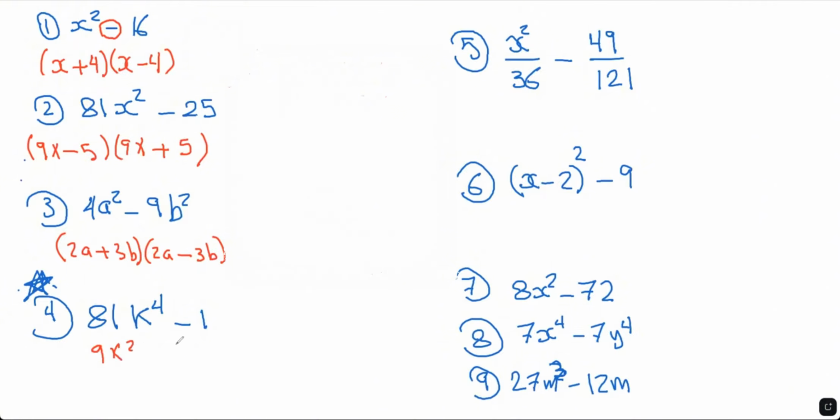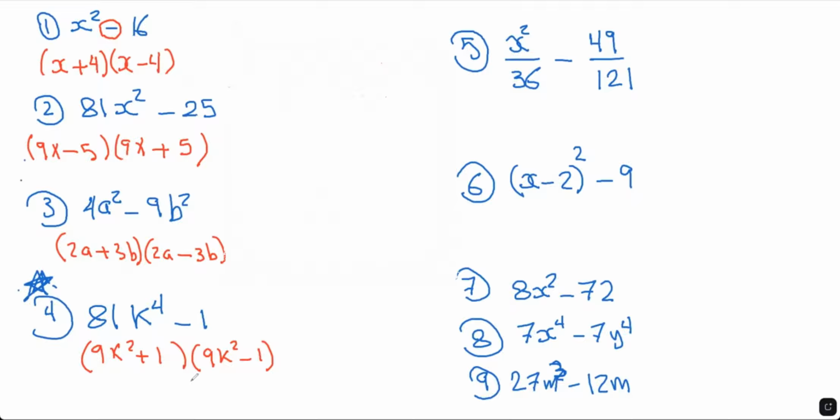So here, this factors into 9k squared, according to what we learned, plus 1, and then 9k squared minus 1. Because the square root of 81k to the 4 is 9k squared. You put this here and there. And then the square root of 1 is 1, you put this here and there.